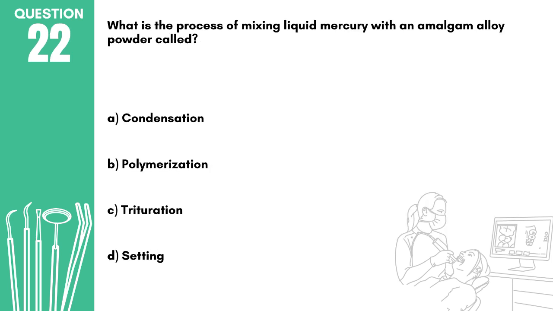Question 22. What is the process of mixing liquid mercury with an amalgam alloy powder called? A. Condensation. B. Polymerization. C. Trituration. D. Setting.